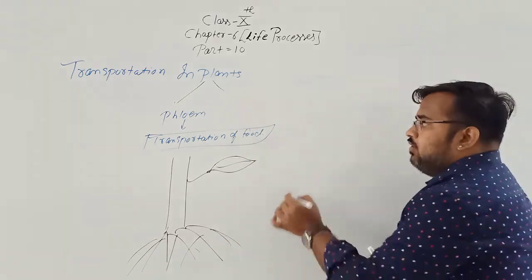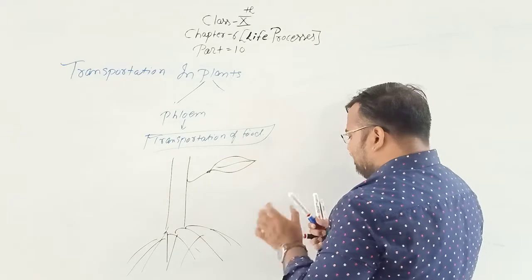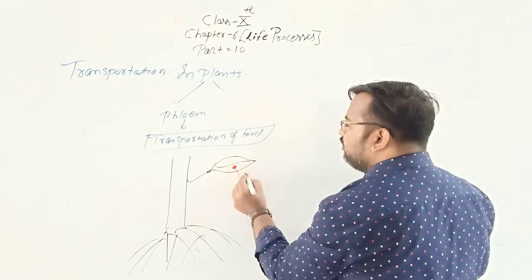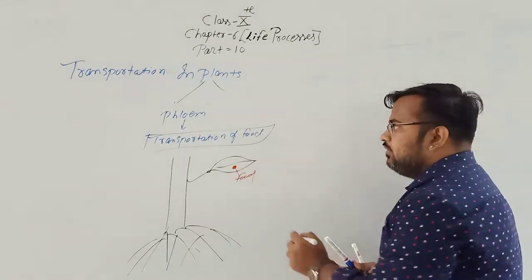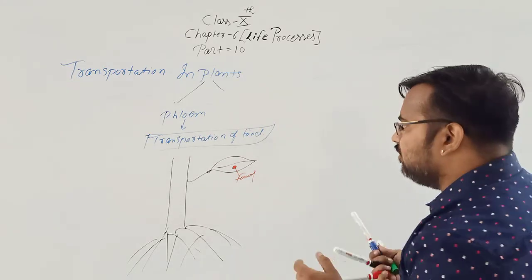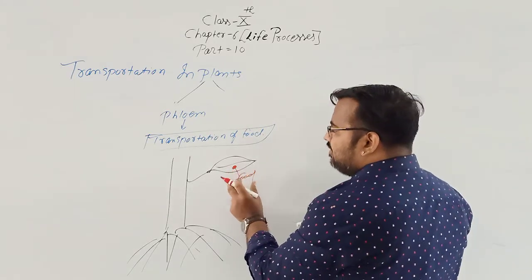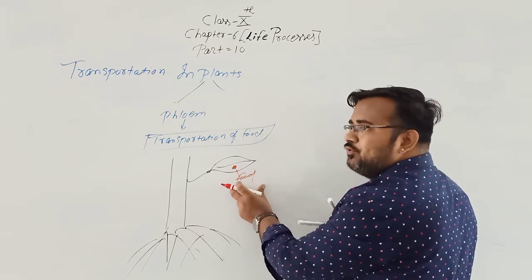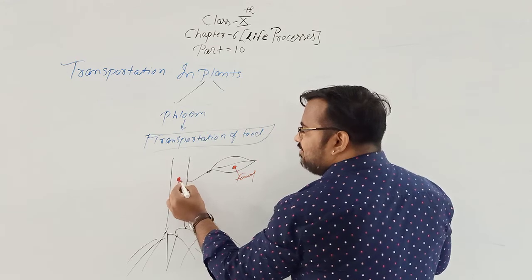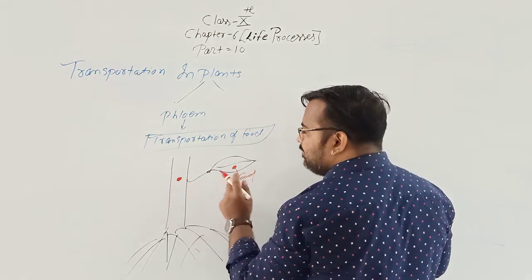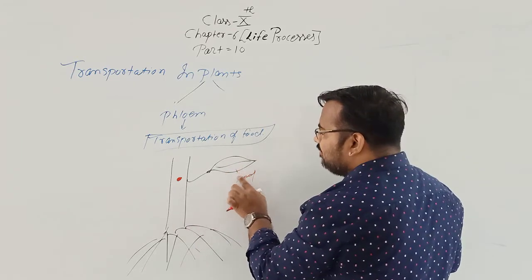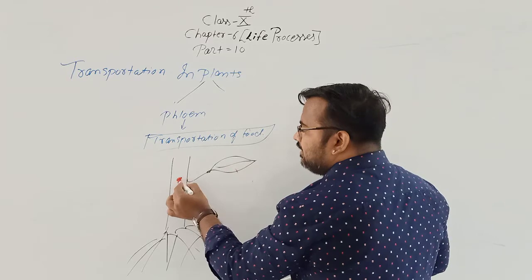Clear? Now we know that by the process of photosynthesis, the food is prepared in the leaves. The food which is prepared in the leaves is transported to the stem part first. The food prepared in the leaf by photosynthesis is transported into the stem.